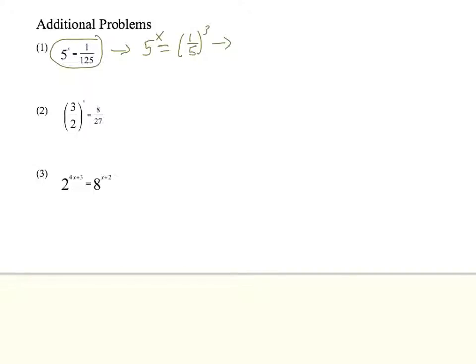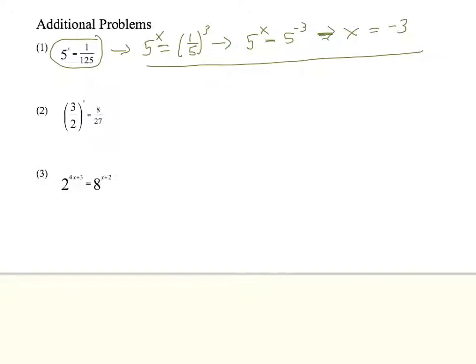This is equal to 5x is equal to 5 to the minus 3. Right, so now we have the same base. So x is equal to minus 3. Right, and you say, well, we didn't have to do all that work, we could see that, but this is the way it would be done if we didn't know how to do the problem.